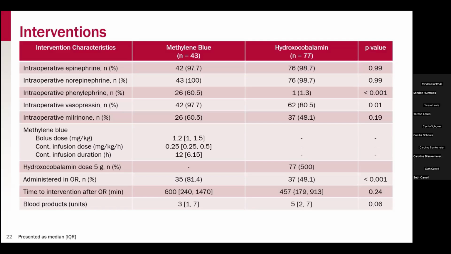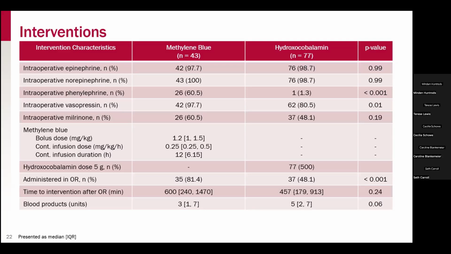And patients on average in the methylene blue group did receive around 1 milligram per kilogram initial bolus dose, which is what is recommended. But a few patients did get a continuous infusion, which is usually around 0.25 milligrams per kilogram per hour. And then in the hydroxocobalamin group, the majority of those patients received the 5 grams.